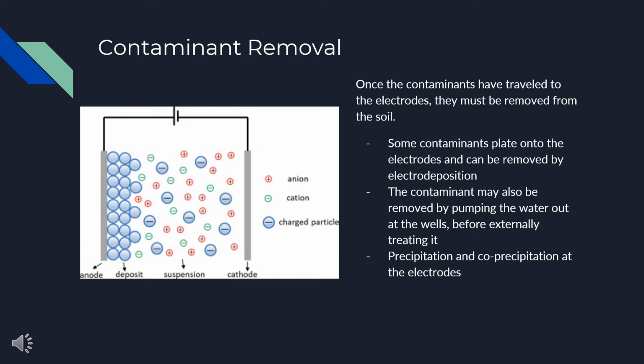Once the contaminant reaches the electrodes, it can then be removed from the ground. This can be done in a couple of ways. First, some of the contaminant may plate onto the electrodes. In other words, the ions adhere in layers onto the oppositely charged electrode. A diagram of this phenomenon can be seen on the left. When this occurs, the contaminant is removed once the electrode is removed from the ground. Commonly, the contaminant is removed by pumping the water from the electrode wells and treating it externally. Precipitation and coprecipitation may be used to achieve the removal of the contaminant ions.